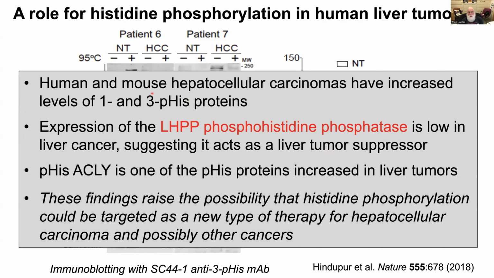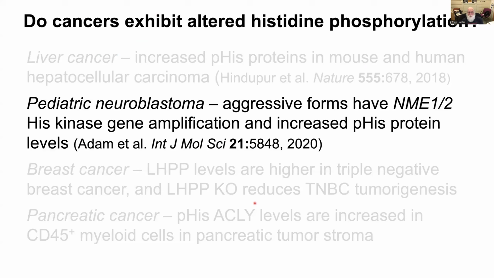So taken together, this indicates that both the human and mouse hepatocellular carcinomas have increased levels of phosphohistidine, and the LHPP phosphohistidine phosphatase levels are low, suggesting it might act as a tumor suppressor, raising the possibility that one might be able to target histidine phosphorylation pathways in this cancer.